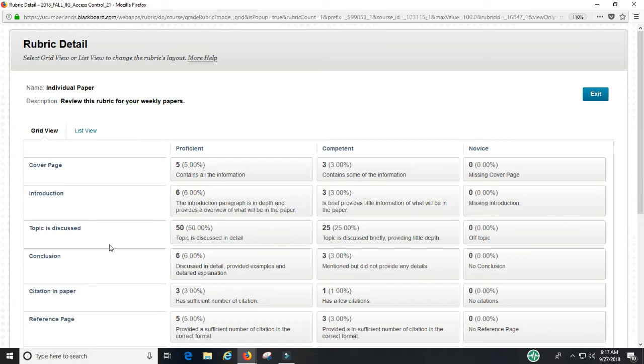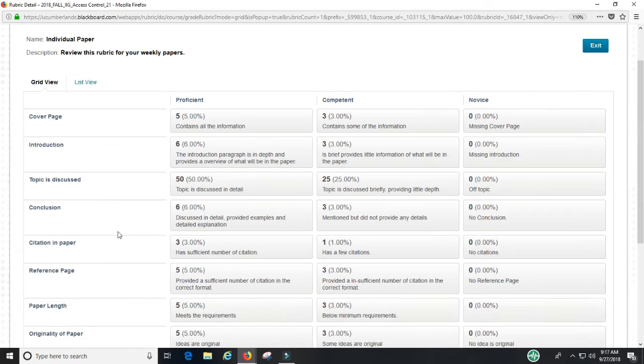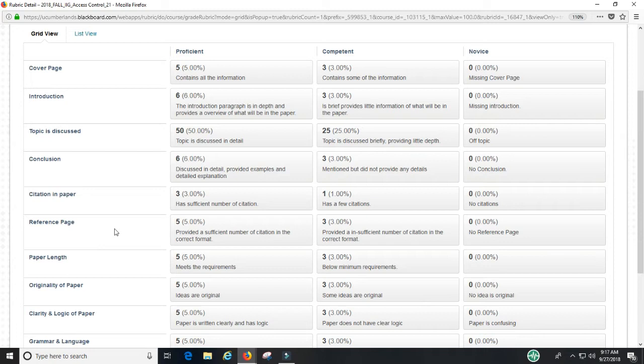Tell me what you just told me. I'm going to be looking for citations within the paper. I'm looking for the reference page. If you give me just enough references, if I ask for 2, you give me 2, you'll get a 3. If you give me more than that, you get your 5. Paper length has to meet the requirements.